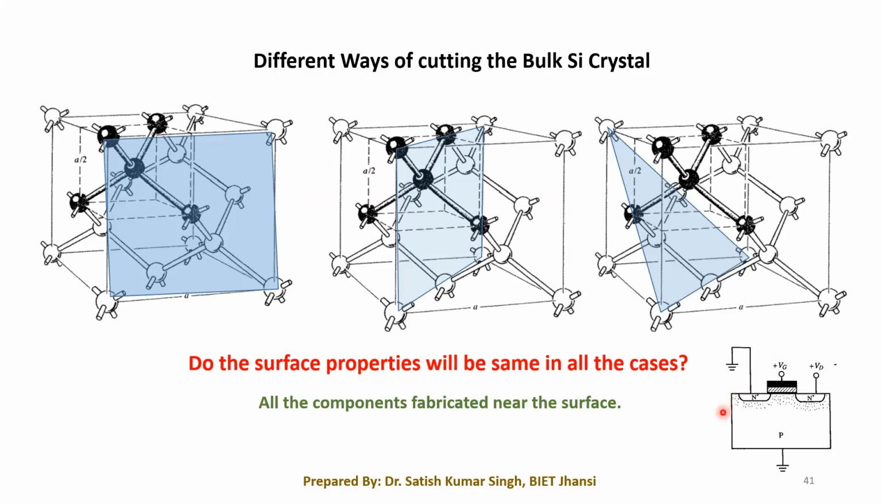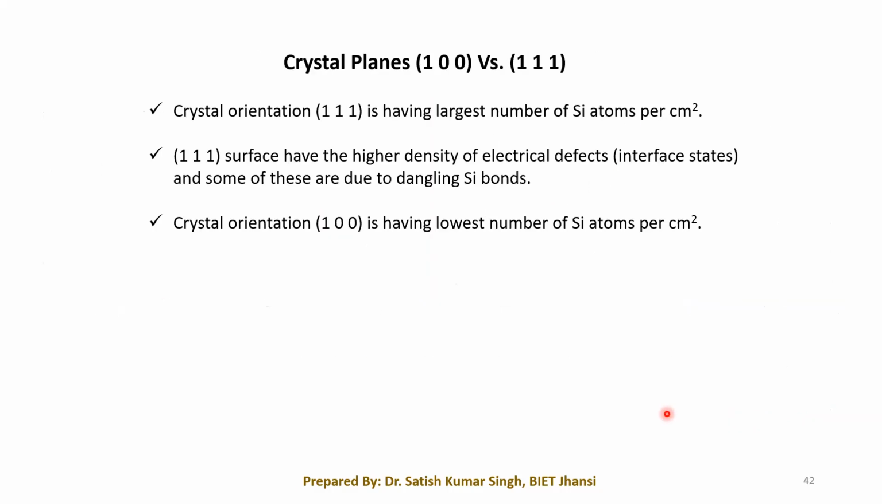You remember that only the surface property is going to change. The property within the material, the bulk property, is not going to change. It will not change here, but the surface property does change. So that's why we are taking care about the surface. Fine. So crystal orientation 100 has the lowest number of silicon atoms per centimeter square.